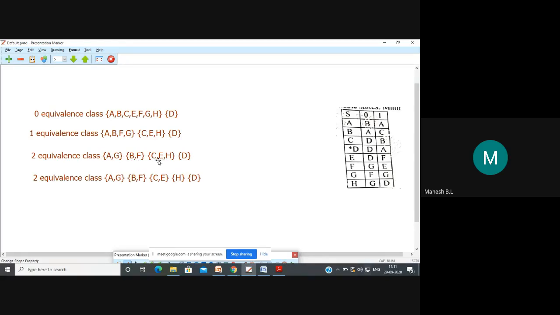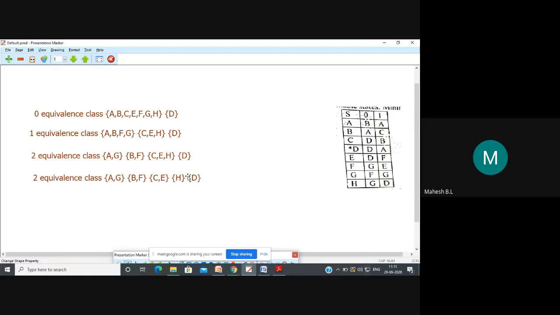Then next, at the end, C, E and H get partitioned. This cannot be partitioned further. That's why this is the final set of states. Is it possible to partition AG, B, F? B on 0 goes to A, F on 0 goes to G, same class. Then B and F on 1 go to C and E, same class. C, E, D, B, F again same class. H and D are single elements, they cannot be partitioned.